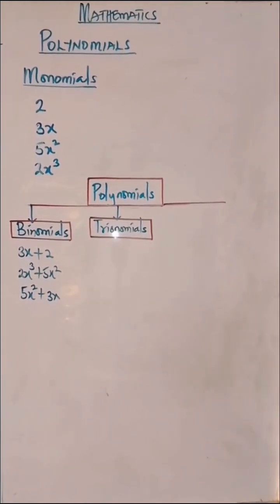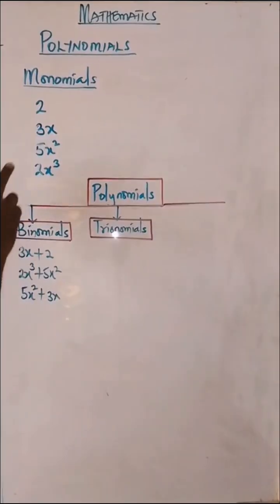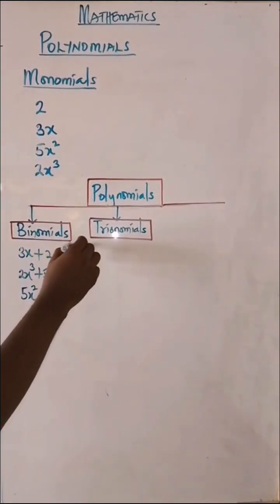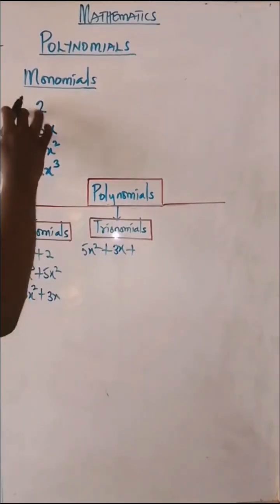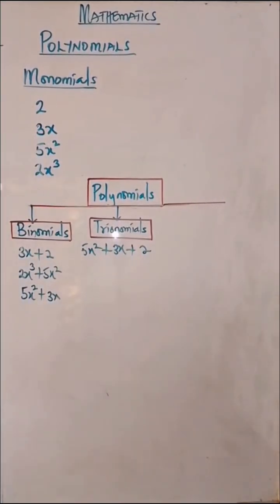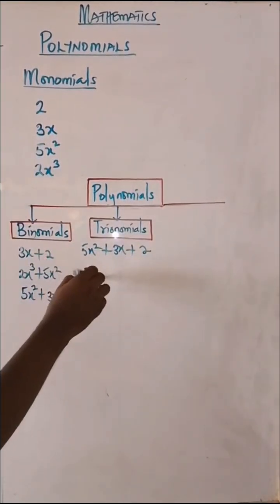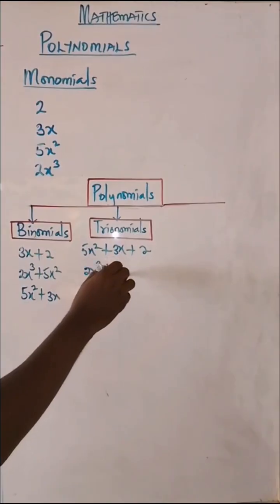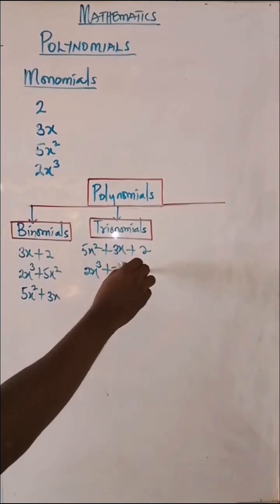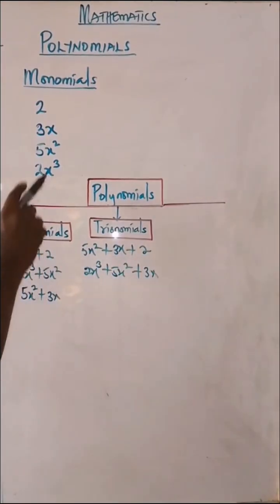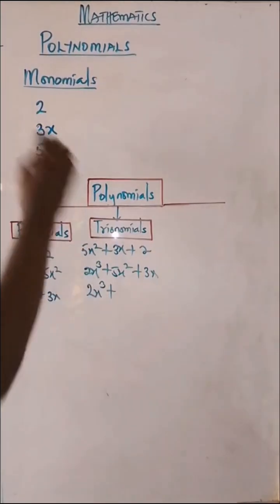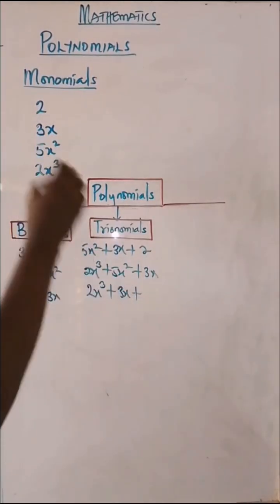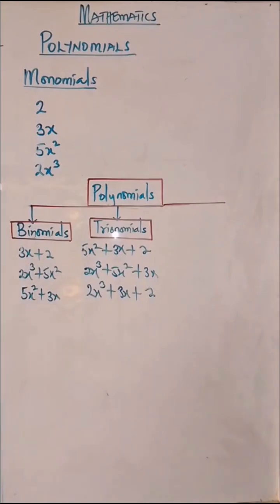A trinomial is gotten when 3 monomials are joined together. For example, let's join these 3. So we have 5x squared plus 3x plus 2. This is a trinomial. We can combine with this one, 2x cubed plus 5x squared plus 3x, which is a trinomial. We can combine 2x cubed plus 3x plus 2, which is also a trinomial. So all these are trinomials.